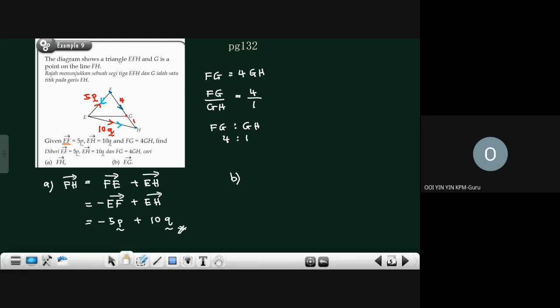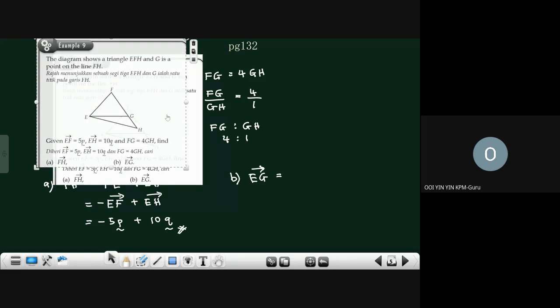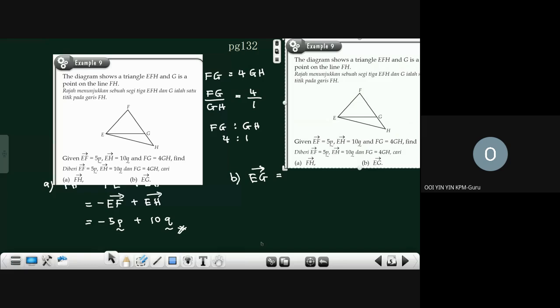Okay, part B, EG. If I use the same diagram, it would look confusing. So what I do now is copy and paste, and put another picture here for part B.